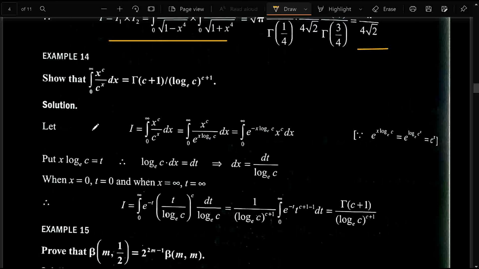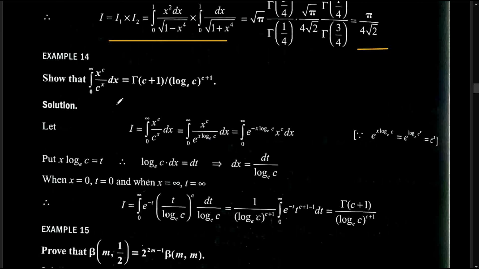And now the next question: the integral from 0 to infinity of x to the power c by c to the power x is equal to gamma of c plus 1. We have to prove this. That's the question. Now let I be this. So now we are changing it into a log form.